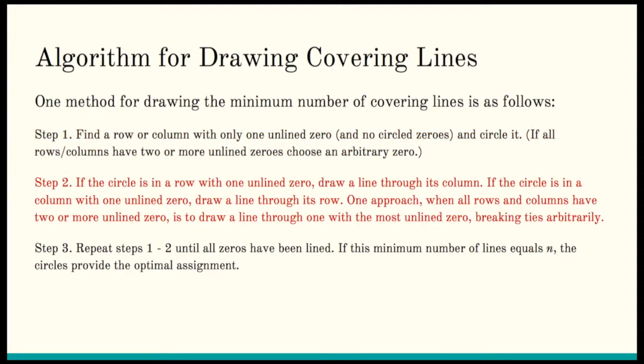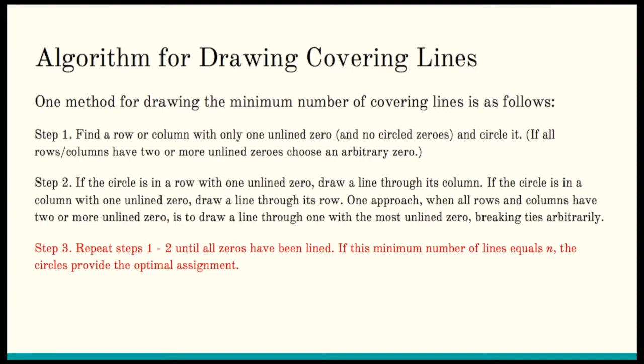Next, if the circle is in a row with one unlined 0, draw a line for its column. If the circle is in a column with one unlined 0, draw a line for its row. If all rows and columns have more than one unlined 0, draw a line for the one with the most zeros, breaking ties arbitrarily. This is repeated until all zeros have been lined. If the minimum number of lines is n, then the circles provide the optimal assignment.